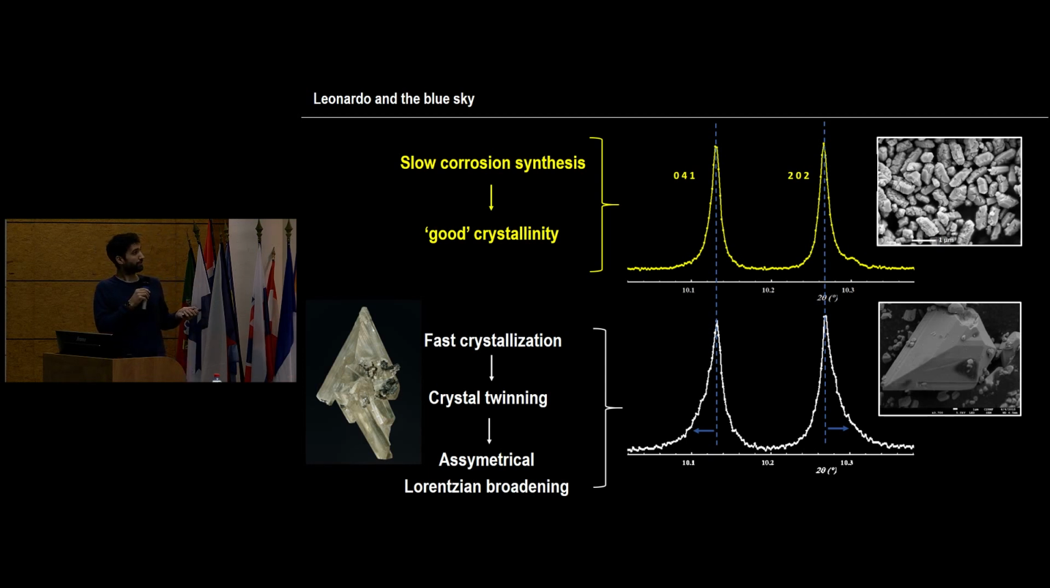But if you induce some fast crystallization, you will obtain what is called crystal twinning. So in this case, you have asymmetrical Lorentzian broadening, and you can see that your peak on the left here and on the right, they are starting to broaden. This is actually a natural crystal, and this is something that we obtained in the lab when we made sure to induce some fast recrystallization.